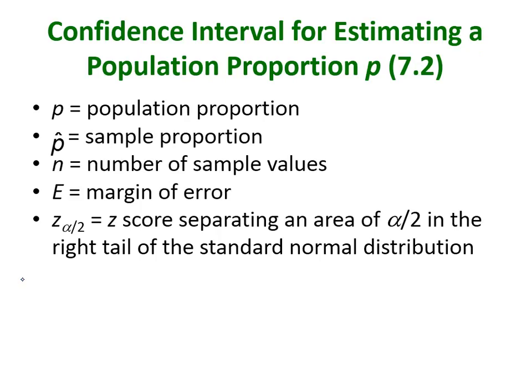So, looking at what my different formula or what my different things stand for, P, remember, is the population proportion. P hat is my sample proportion. N is the sample size. E is my margin of error. Z of alpha over 2 is the z-score separating the area of alpha over 2 in the right tail of the standard normal distribution. I don't know why I didn't put that Q hat is your 1 minus your P hat. It'd probably be the easiest way to think of it. That is that proportion that is false, proportion that's not true.